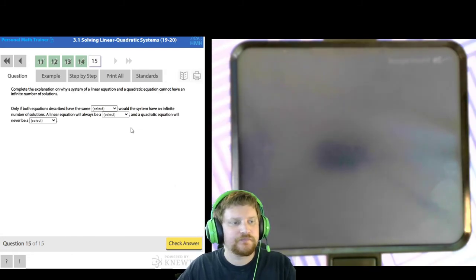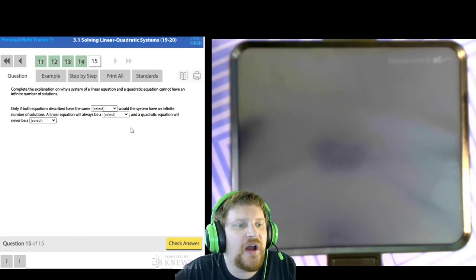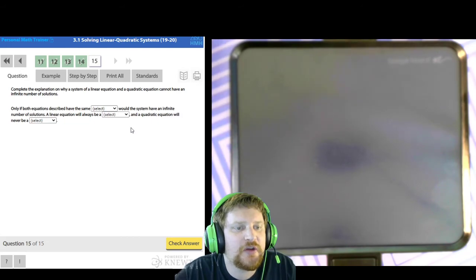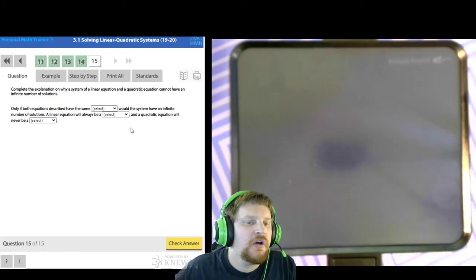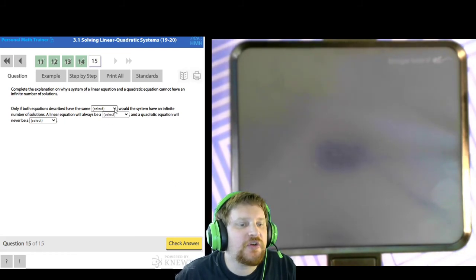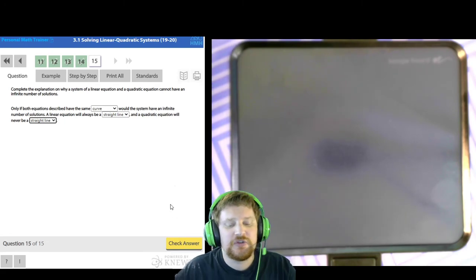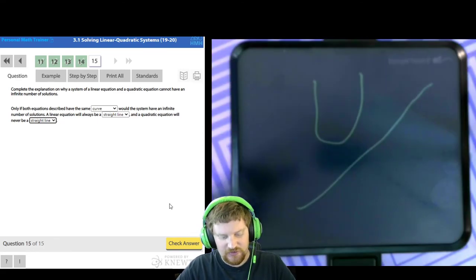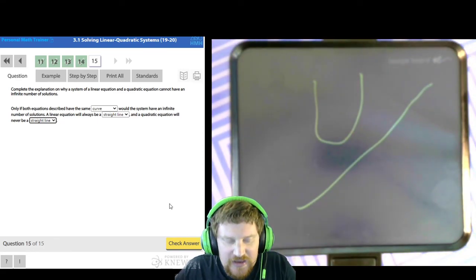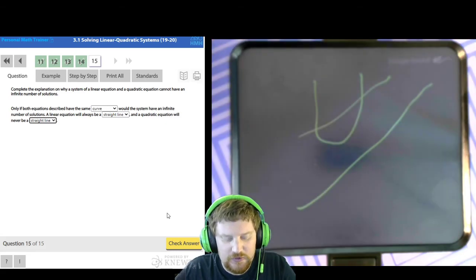Last problem. Complete the explanation on why a system of linear equation and a quadratic equation cannot have an infinite number of solutions. Only if both equations described have the same curve would the system have an infinite number of solutions. A linear equation will always be a straight line, and a quadratic equation will never be a straight line. So since one of your equations looks like this, which has a curve to it, and the other equation looks like this, they can only cross a maximum of 2 times.